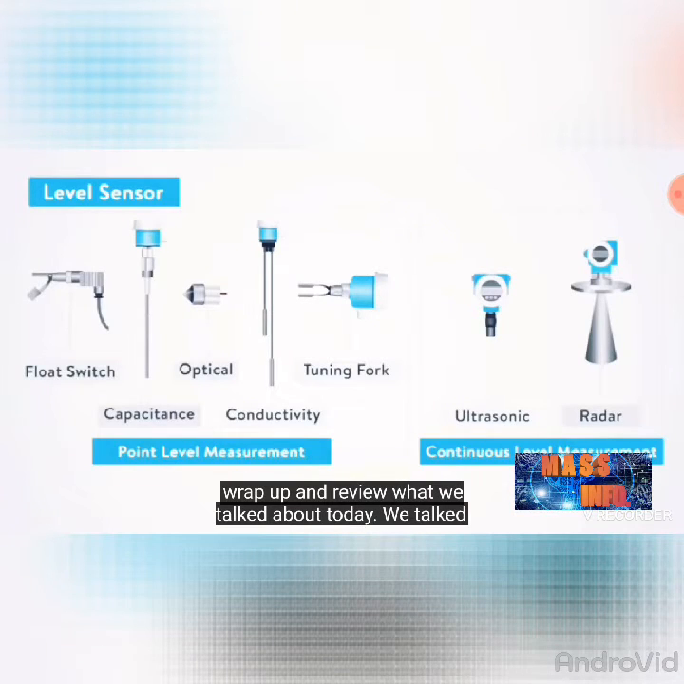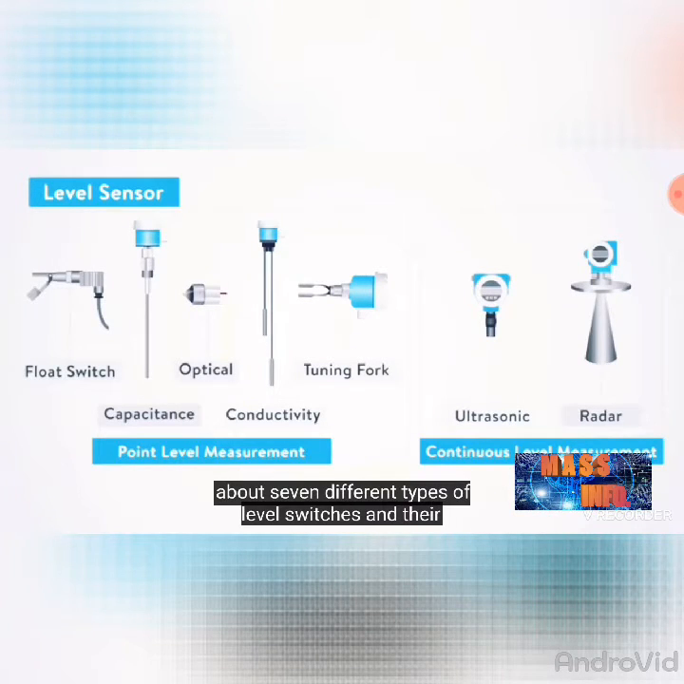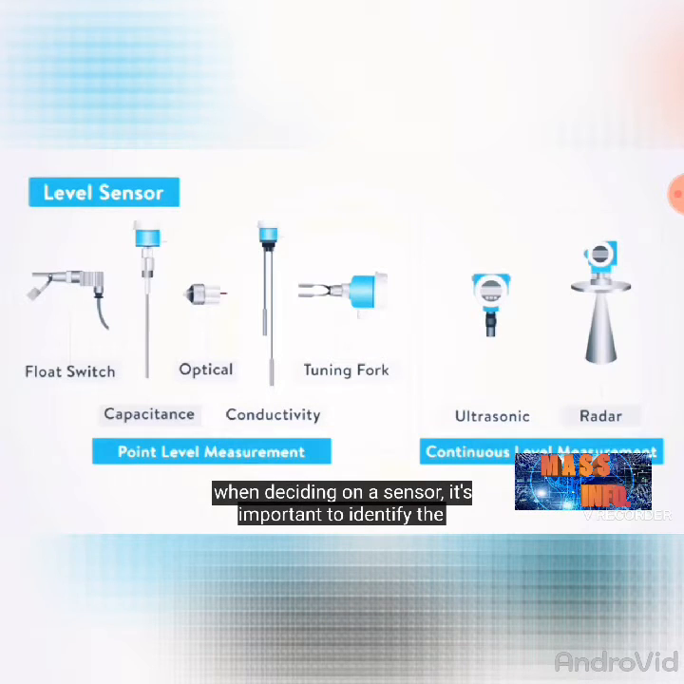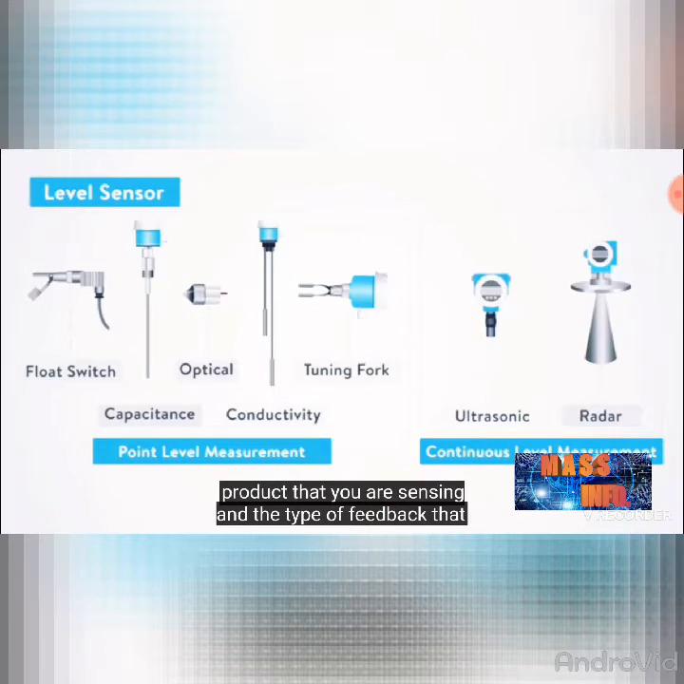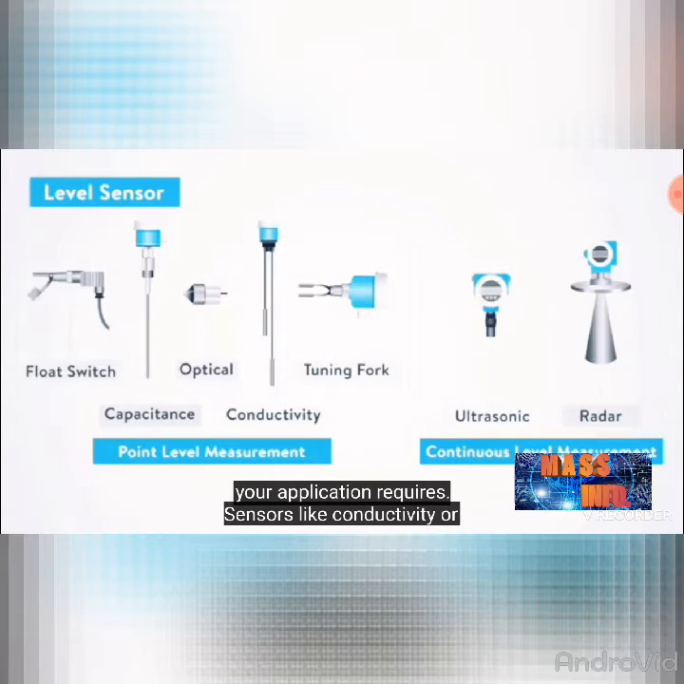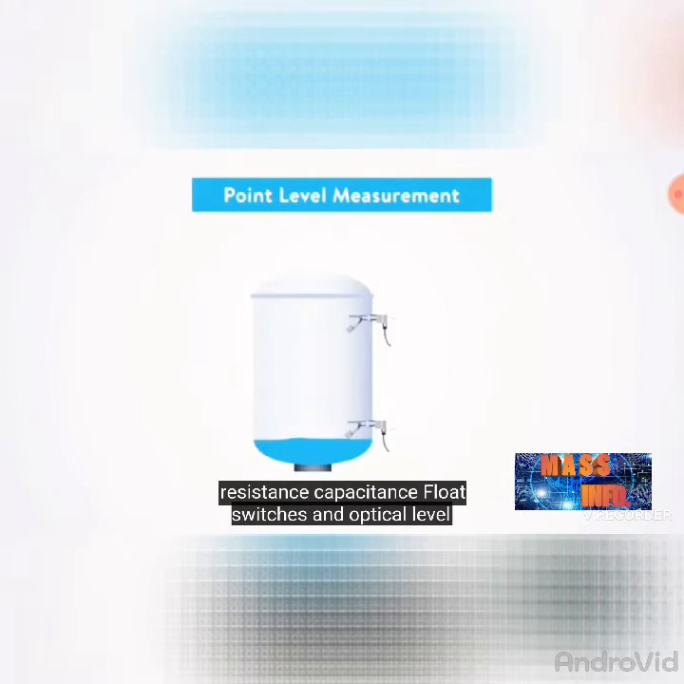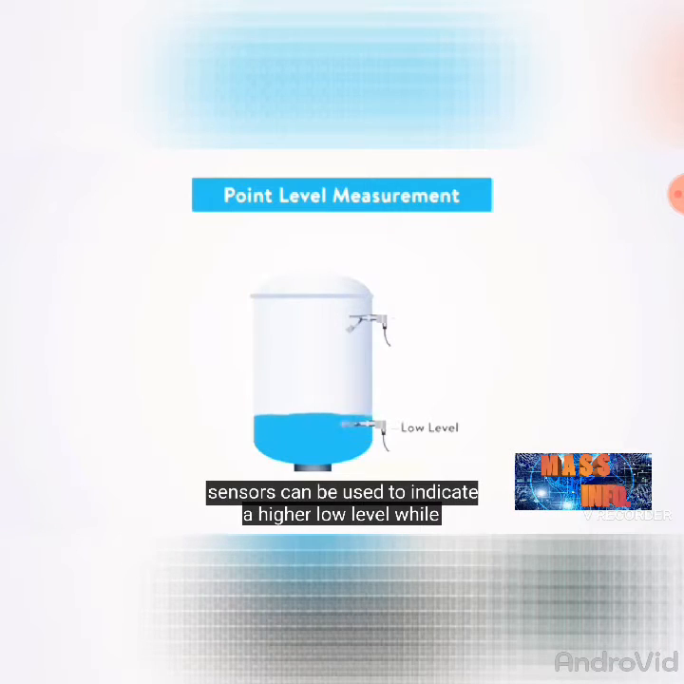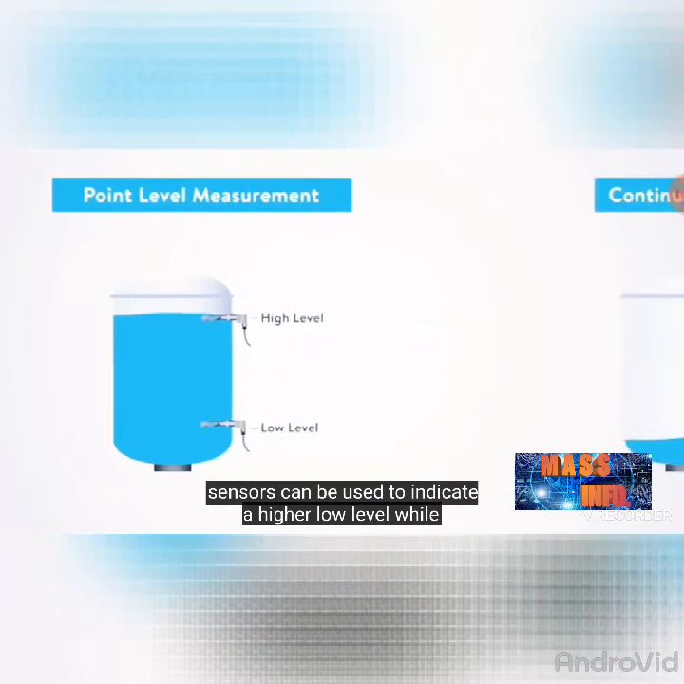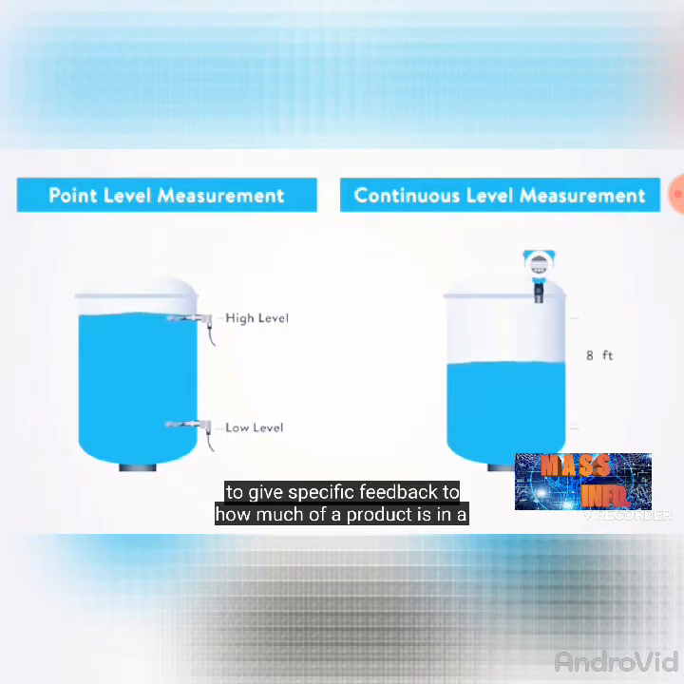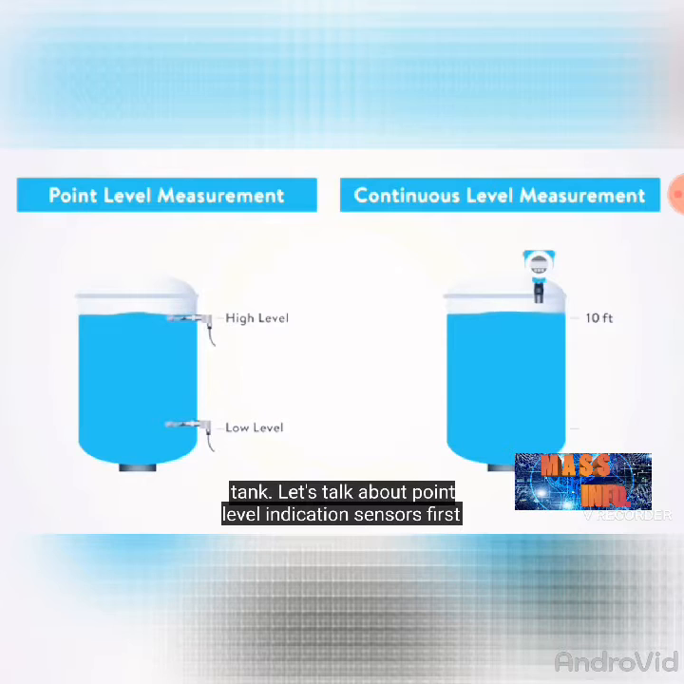Let's wrap up and review what we talked about today. We talked about 7 different types of level switches and their applications. Some of their applications can overlap, and when deciding on a sensor, it's important to identify the product that you are sensing and the type of feedback that your application requires. Sensors like conductivity or resistance, capacitance, float switches, and optical level sensors can be used to indicate a high or low level, while ultrasonic and radar level sensors can measure your level to give specific feedback to how much of a product is in a tank.